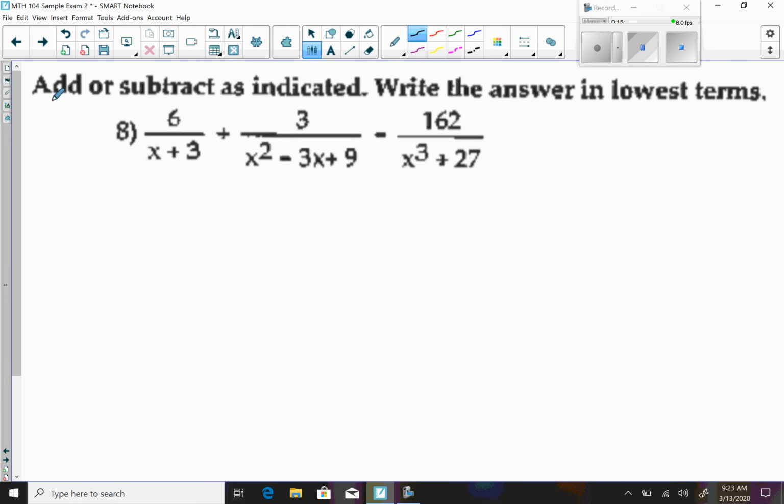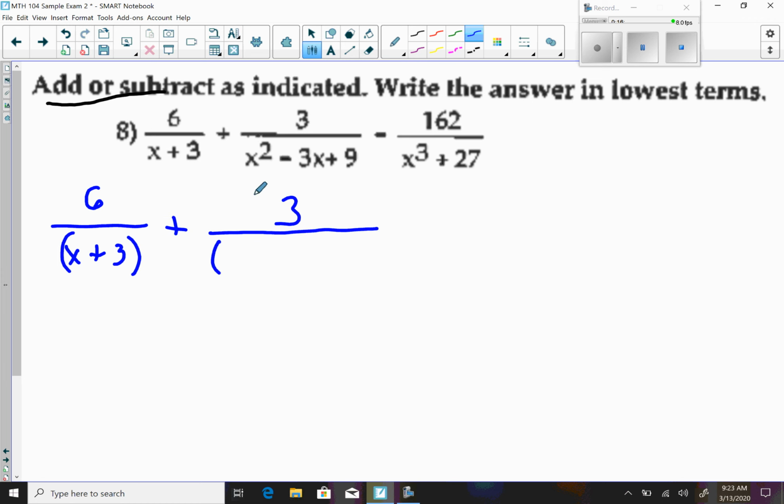These three fractions, we cannot add or subtract them until they all have the same denominator. We start by factoring each denominator. 6 over x plus 3 in factored form, plus 3 over, well, I'm going to come back to this middle fraction.